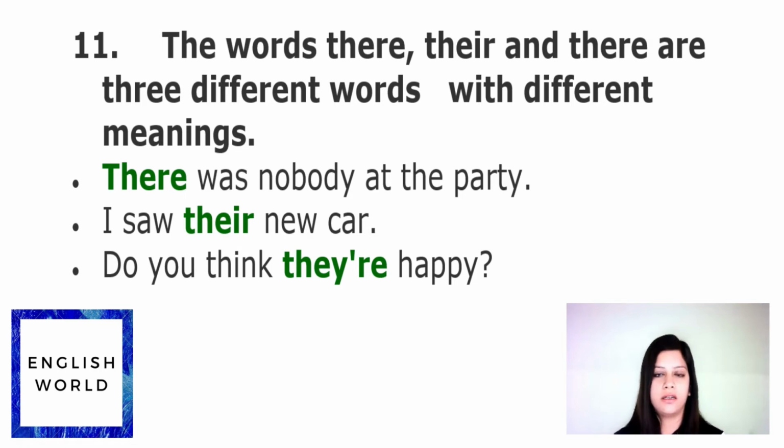Next one is they're. They're is a short form of they are. Do you think they're happy? They're means they are. For "वो है", we will say they are, with an apostrophe or without an apostrophe.